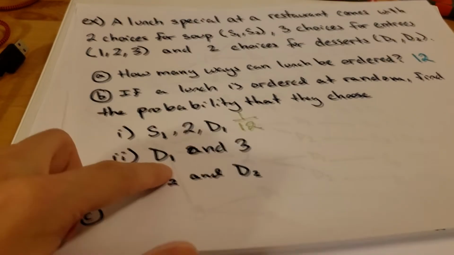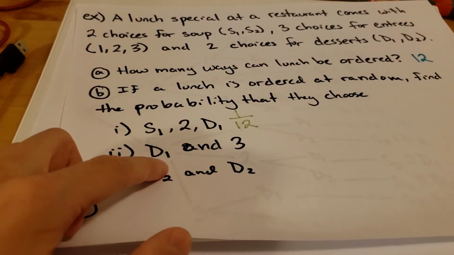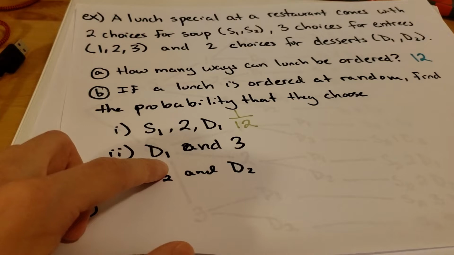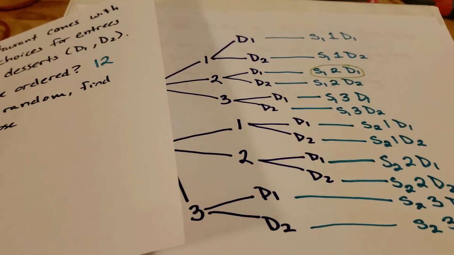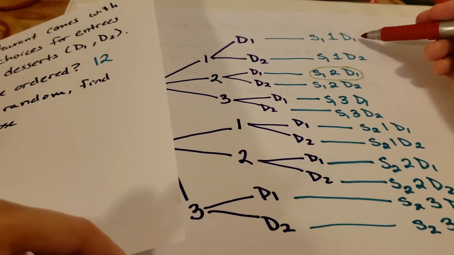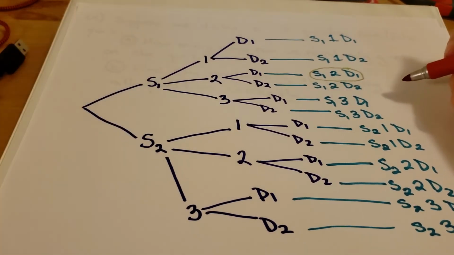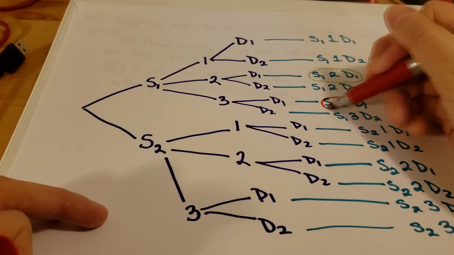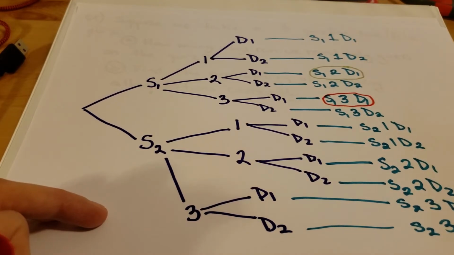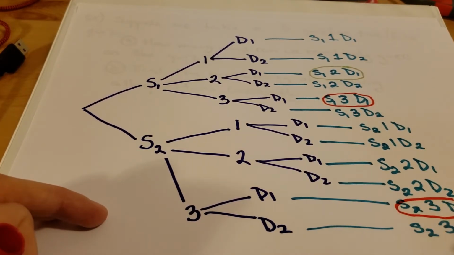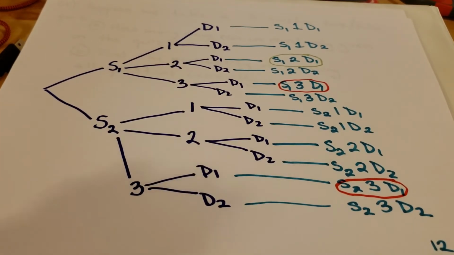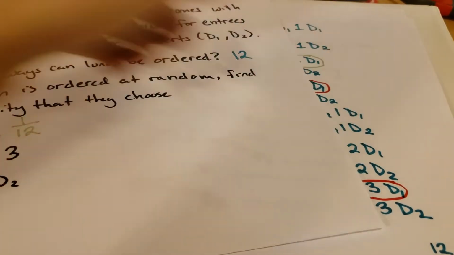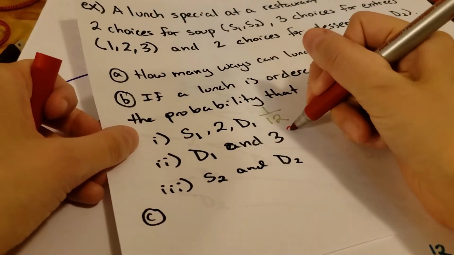Okay, and now let's look at finding the probability that a random lunch we order has the first dessert and the third entree. So now we want to look for any option here that has the first dessert and also has the third entree. So let's see, this is one, and then this is the other one. Okay, so here we now have 2 out of the 12 possibilities. So this is going to be 2 out of 12.